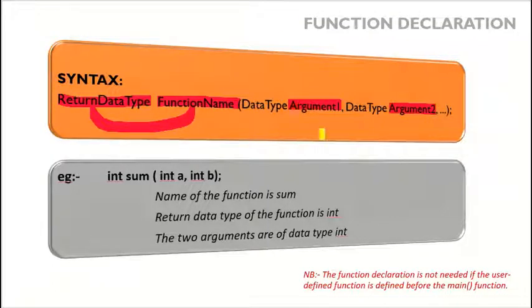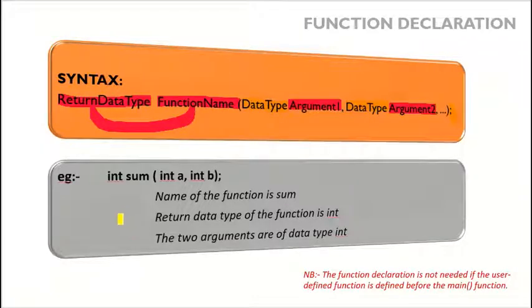Written along with these arguments are the corresponding data types. So argument 1 is of this data type, argument 2 is of this data type. In this way, we can separate the arguments with commas and end with a semicolon. After the bracket, it will end with a semicolon, similar to declaring a variable.